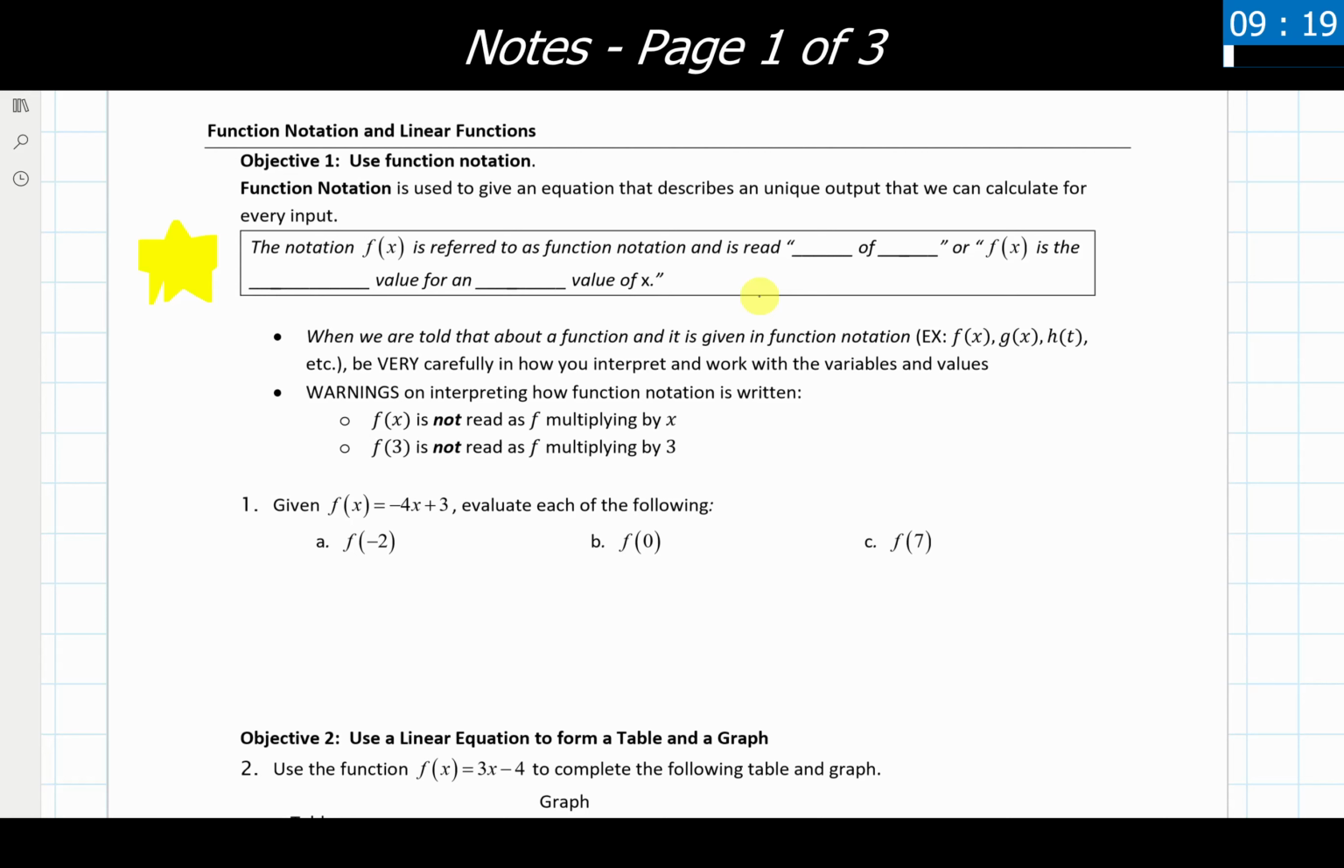So the notation that's written this way, f parentheses x, is referred to as function notation. We read this as f of x. Write that in here. So this is not f times or anything like that. This is described as f of x. Or another way of thinking on this is f of x is the output value for an input value of x.